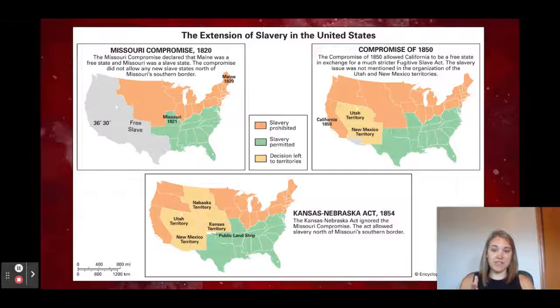So this is what happens as a result of the Kansas-Nebraska Act. The Missouri Compromise in 1820, you see that slavery is prohibited in all those northern territories that had been gained in the Louisiana Purchase. Then, after the Mexican-American War, the Compromise of 1850 allowed for popular sovereignty to be used in Utah and New Mexico. And now with the Kansas-Nebraska Act, popular sovereignty would replace the Missouri Compromise and allow for popular sovereignty in those territories as well.